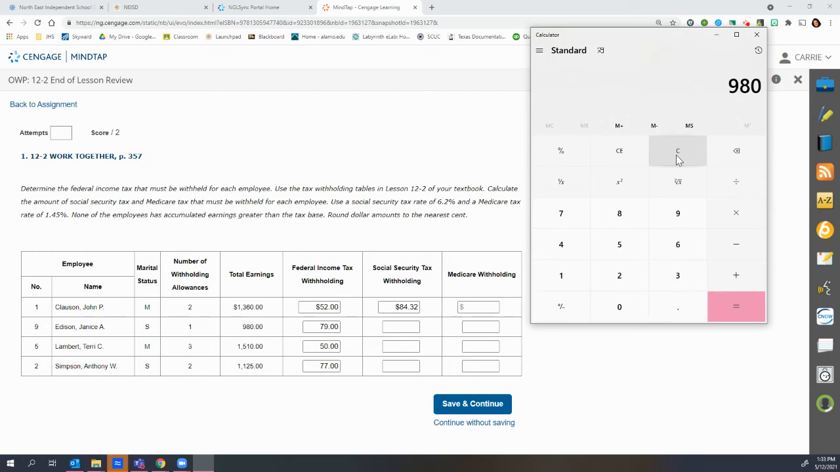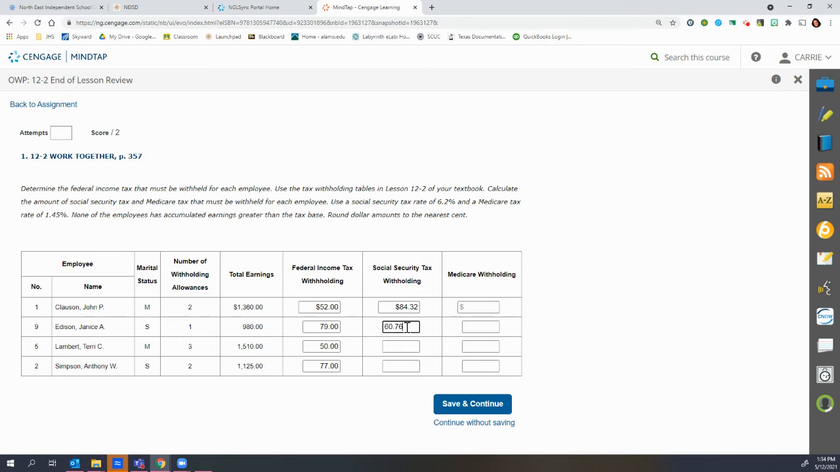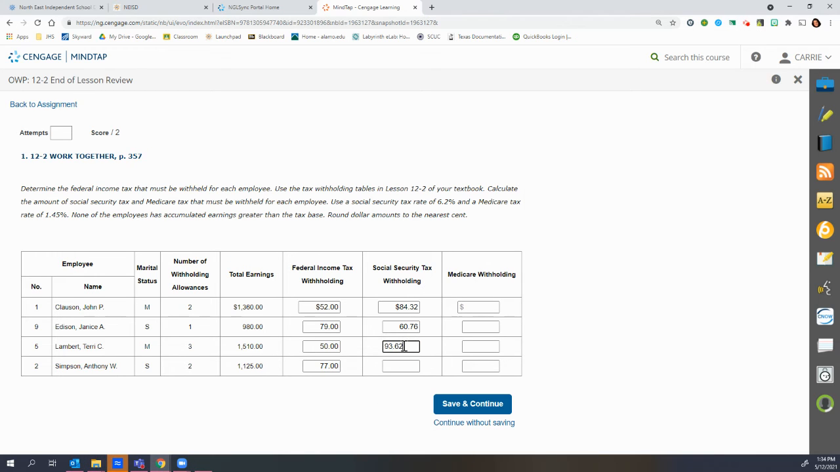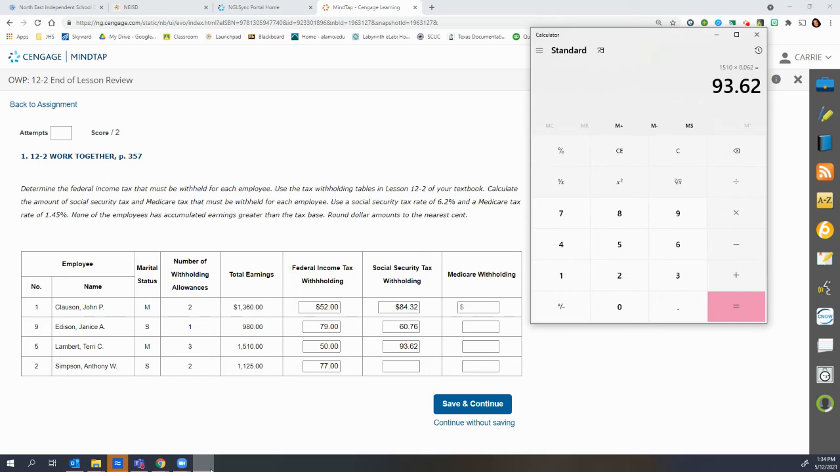Okay, then I take 980, I multiply that by 0.062, that's 60.76. Then I do 1510 times 0.062, it's $93.62. And then 1125 times 0.062, 69.75.